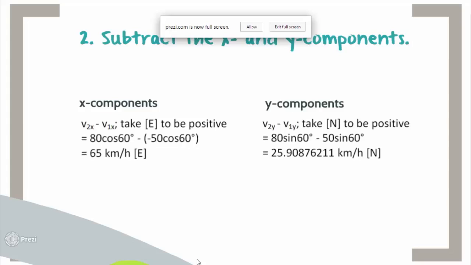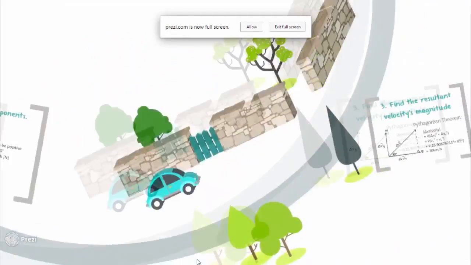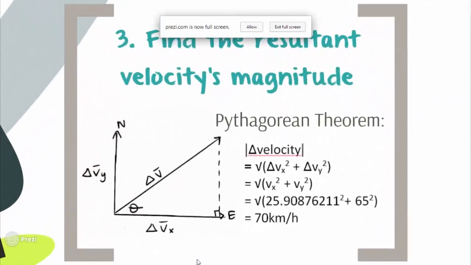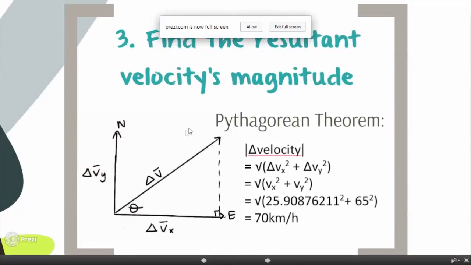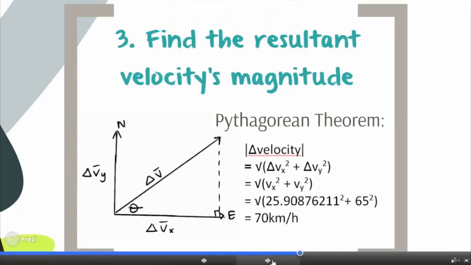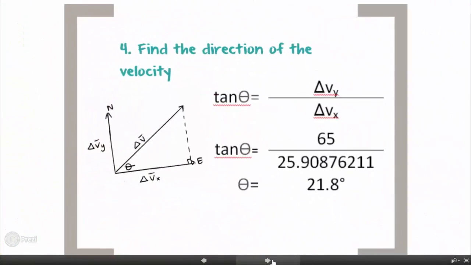Now we can use the Pythagorean theorem to find the magnitude of the resultant velocity or change in velocity. After taking the square root of the sum of the square of the x and the square of the y components, the resultant velocity's magnitude is 70 kilometers per hour. However, we must still find the direction of the velocity.